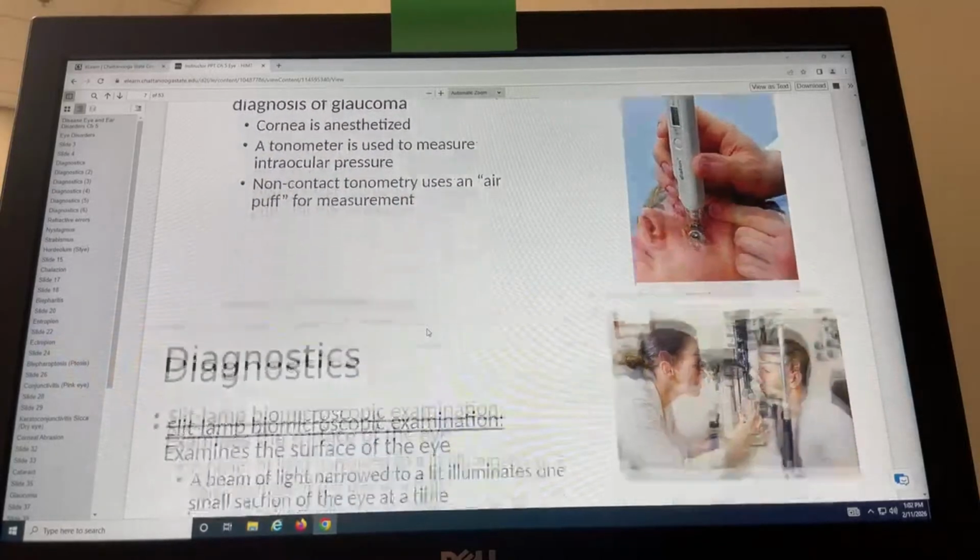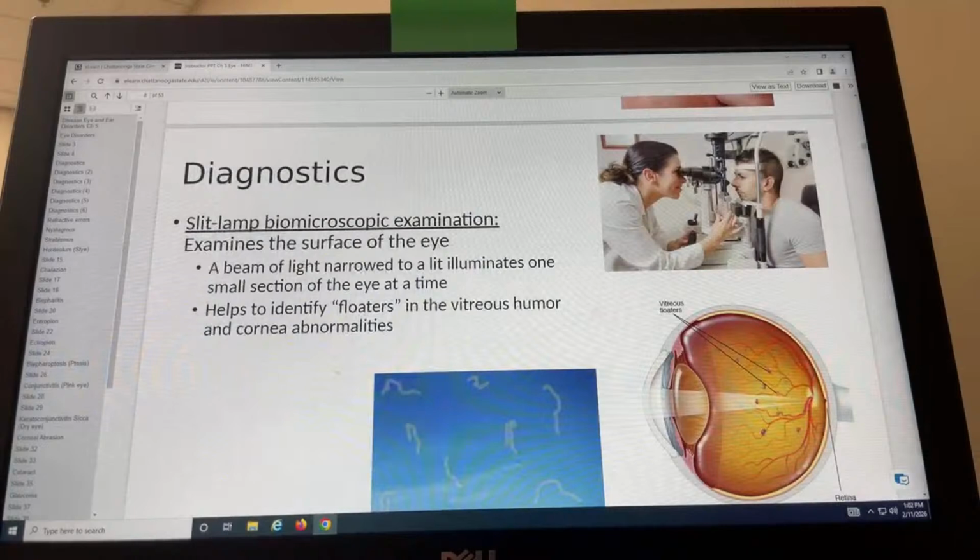Then we have what's called a slit lamp. A slit lamp is where they shine a very bright light in a thin line, a slit, to really look in depth at surfaces of the eye.